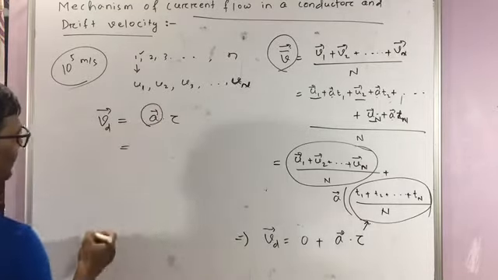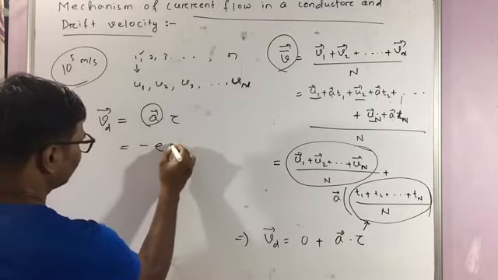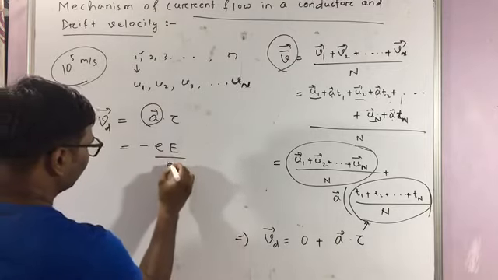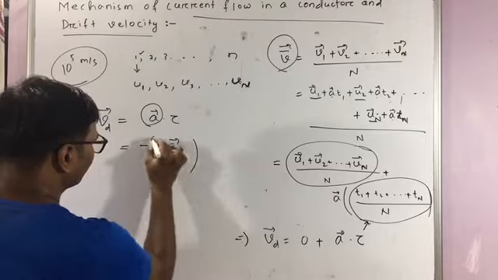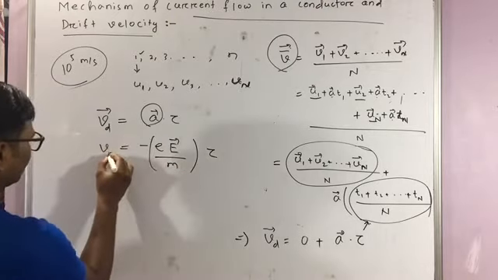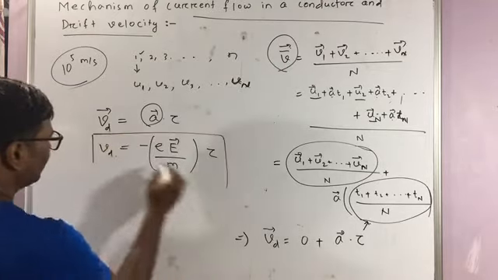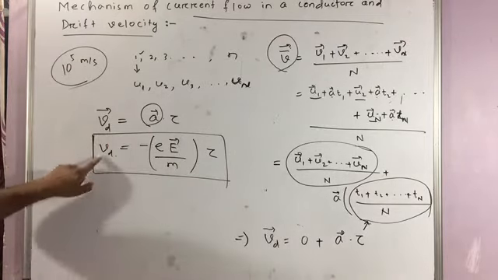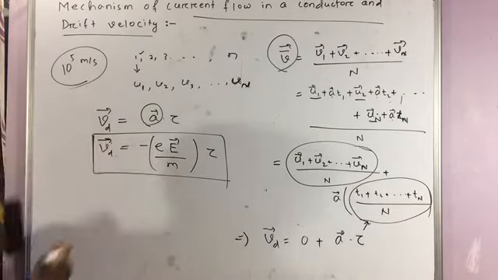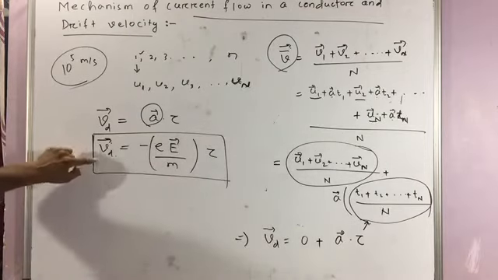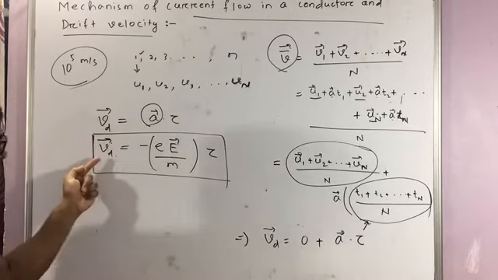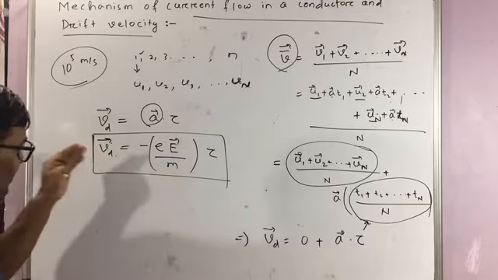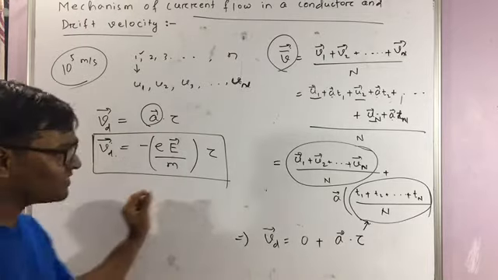and we know the value of A is what? Minus E by m into tau. So this is the required formula for the drift velocity of an electron inside a conductor. Clear? This is the velocity with which a charge is flowing inside a conductor.